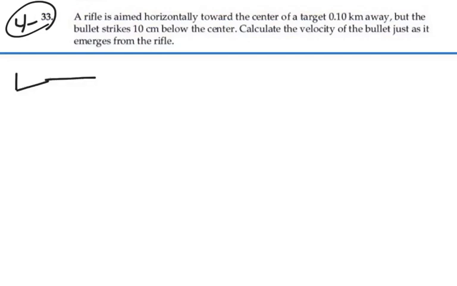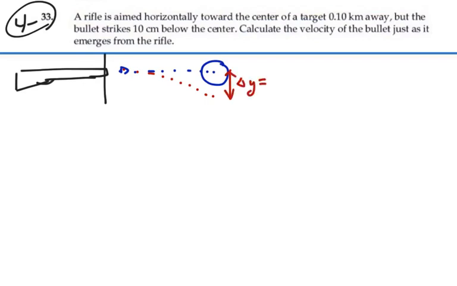So we have a rifle, and we shoot a bullet, and it's going to go. It's aimed towards the center of a target. However, the actual trajectory of the bullet is down like this, so it's going to hit with some displacement delta y, and that is 10 centimeters, so 0.1 meters. And this displacement to the target is 0.1 kilometers, so that's 100 meters.